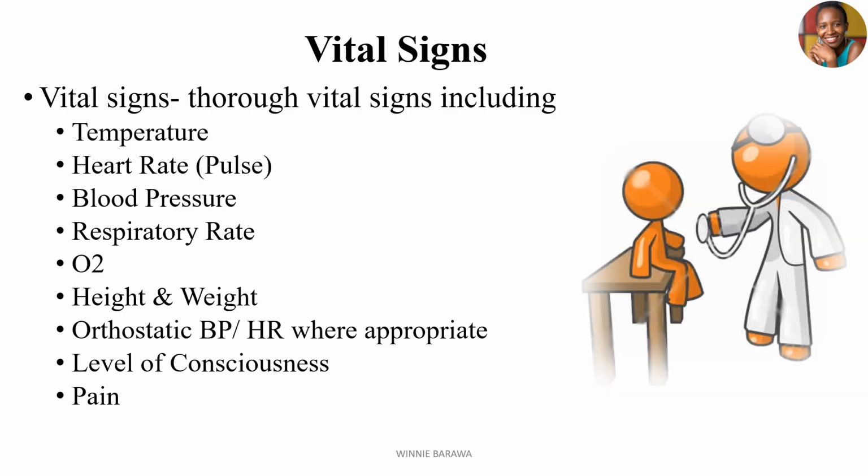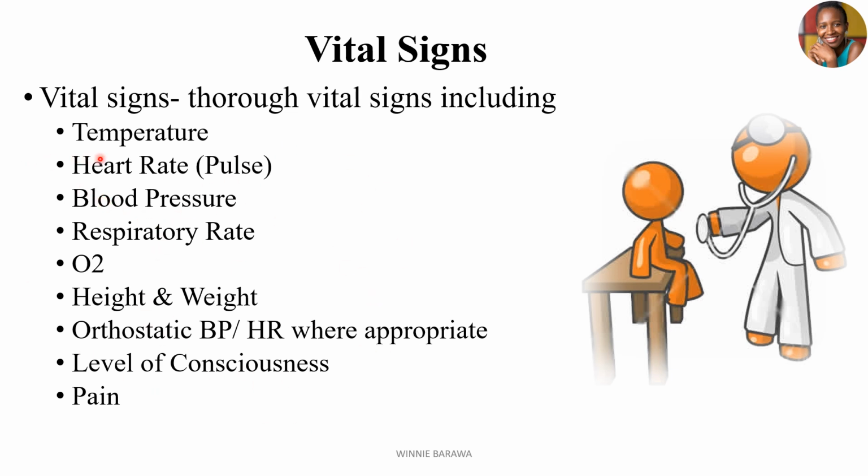Then the following part, after we have done the exhaustive physical exam, is the vital signs. In the vital signs, you're told to do a thorough vital signs check, and this could include not just the normal TPRs, where we are talking about temperature, the pulse, the respiratory rate and the blood pressure. Here you want to be as in-depth as possible.